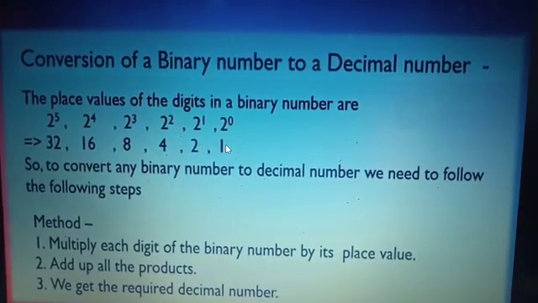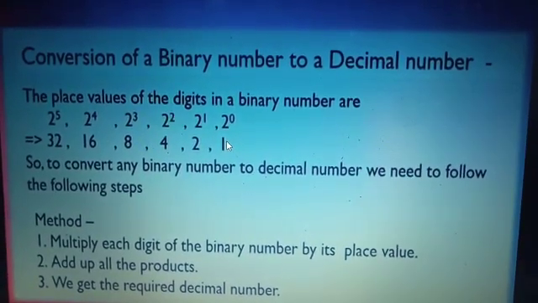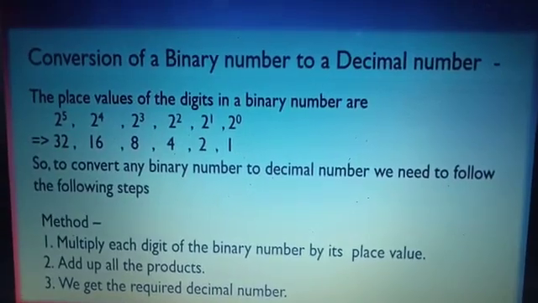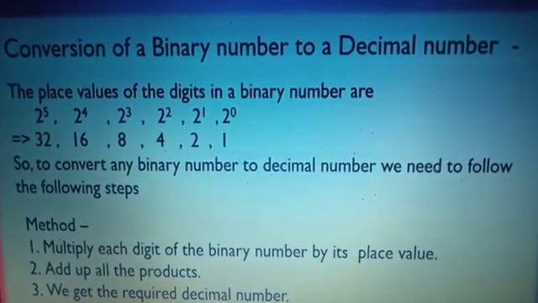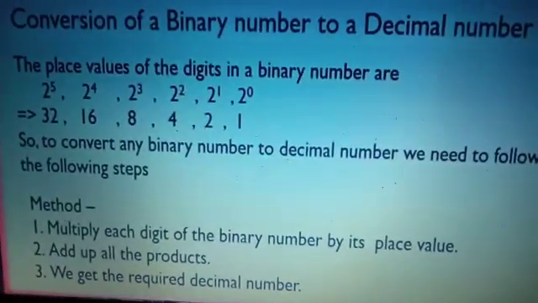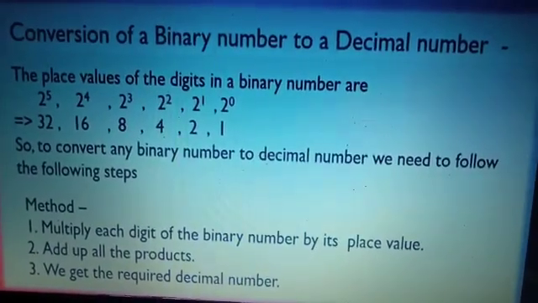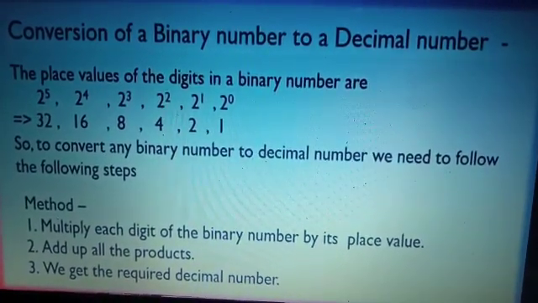Here see that 2 raised to the 0, the answer will be 0. Sorry, answer will be 1 only. That means 2 raised to 0 you have to write 1 only. And 2 raised to 1 you have to write 2 only.